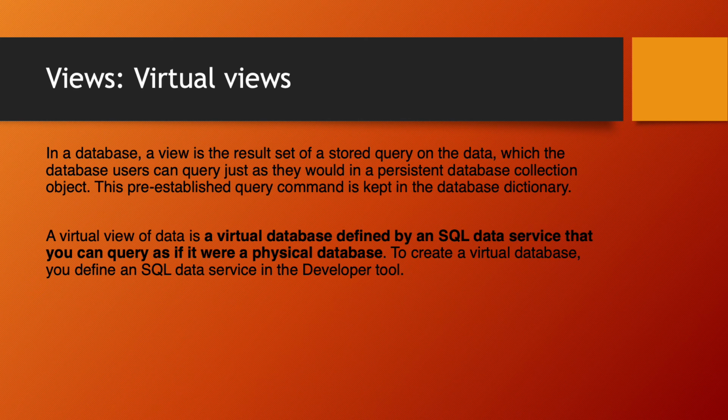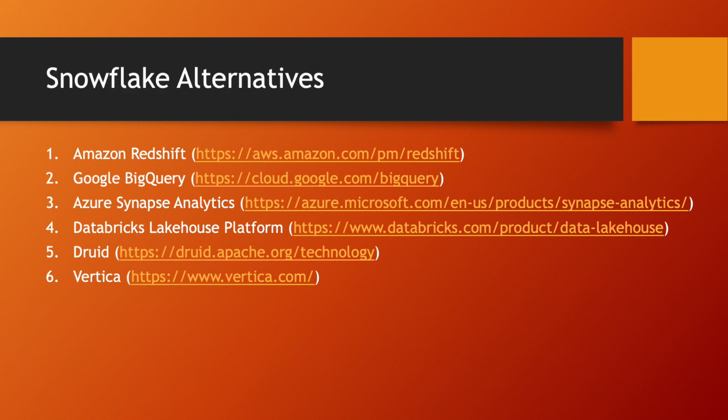Snowflake supports virtual views. In a database, a view is the result set of a stored query on the data, which the database users can query just as they would a persistent database collection object. This pre-established query command is kept in the database dictionary. A virtual view of the data is a virtual database defined by a SQL data service that you can query as if it were a physical database. To create a virtual database, you define a SQL data service in the developer tool.